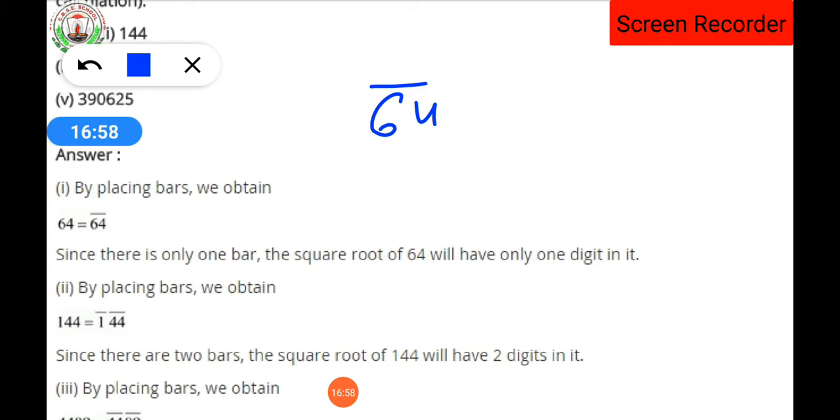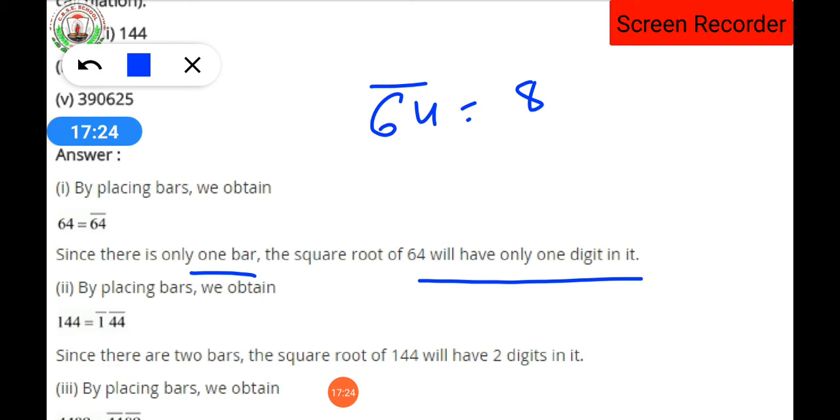pairs of two numbers by keeping a bar on top. So here we are going to place a bar, making pairs of two numbers, keeping a bar on 6 and 4. Since there is only one bar, the square root of 64 will have only one digit in it. Obviously one digit will be there, that means 8 into 8 is 64, so there is only a one-digit number, that is 8.